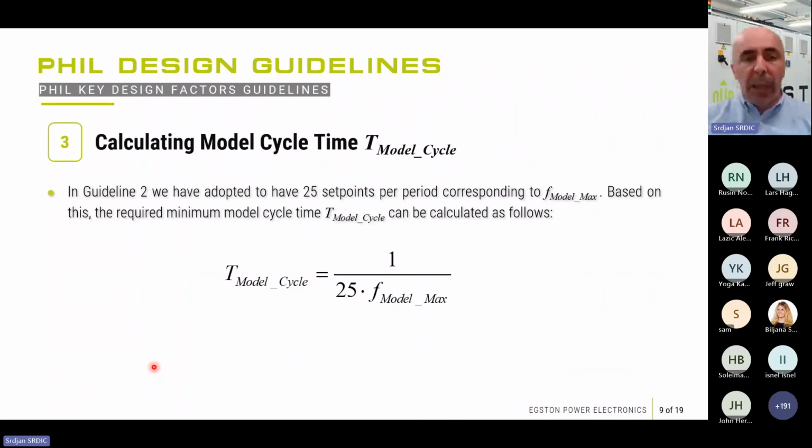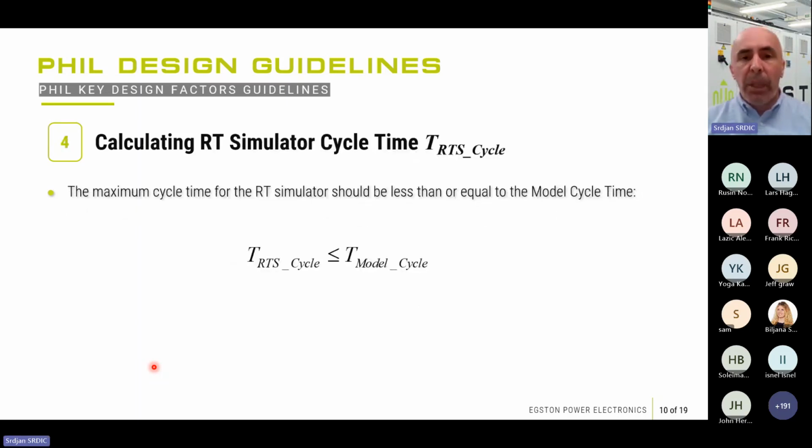model cycle time. Once you have the model cycle time, you need to determine what should be the real-time simulator cycle time, because your real-time simulator needs to be able to send those set points and to process the measurement values during that cycle time. So the very simple way of estimating the real-time simulator cycle time is to make it lower or equal to the model cycle time. In that way, your real-time simulator will be able to execute the model with the required model cycle time.